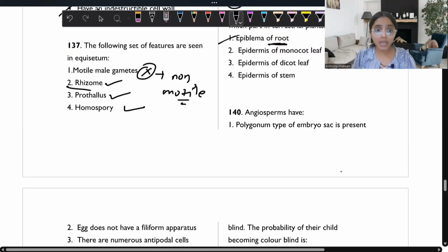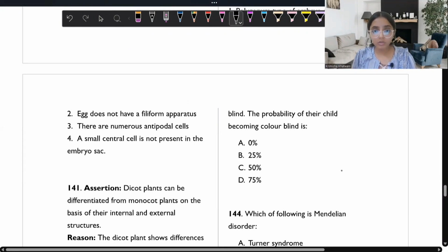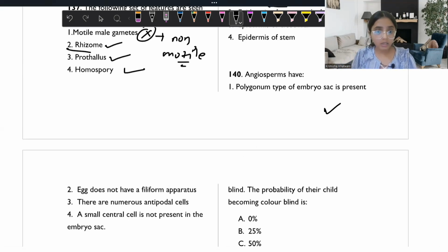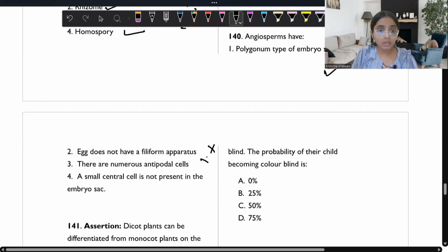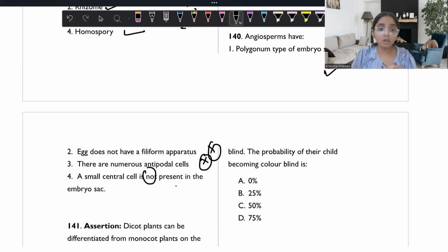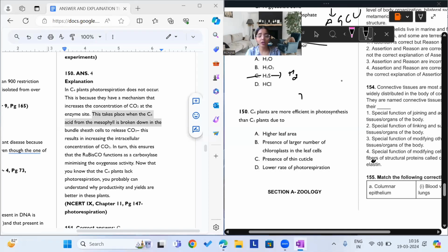Now see, type of embryo sac. Angiosperms have polygonal type of embryo sac. This statement is correct. Egg does not have filiform apparatus. This is wrong. There are numerous antipodal cells. There are not numerous antipodal cells; there are 3 antipodal cells. Wrong. A small central cell is present. It is saying not, but it is present. So wrong statement. Answer is option number 1, polygonal. So moving to question 150.